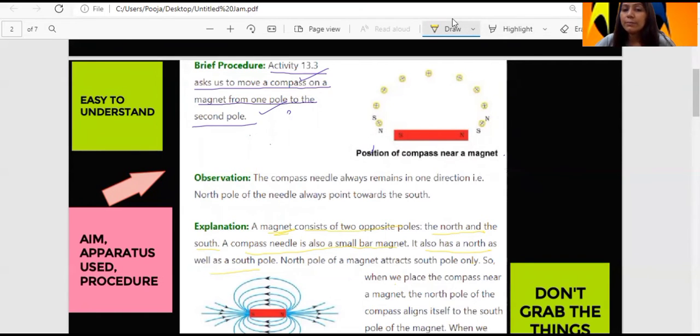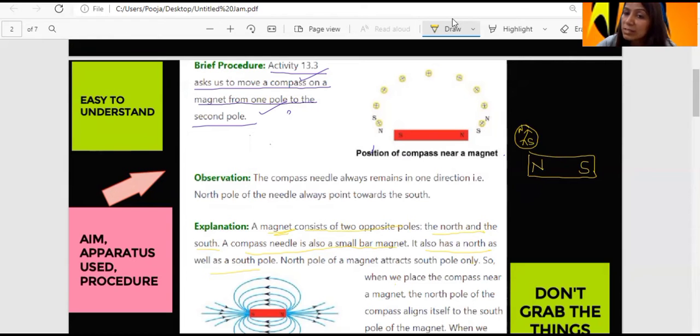So I have taken a compass needle. This is a bar magnet. This is the north pole and this is the south pole. I have taken a compass. Firstly, I place the compass here. This is the compass needle having a south pole in the downward direction and north pole in the upward direction.